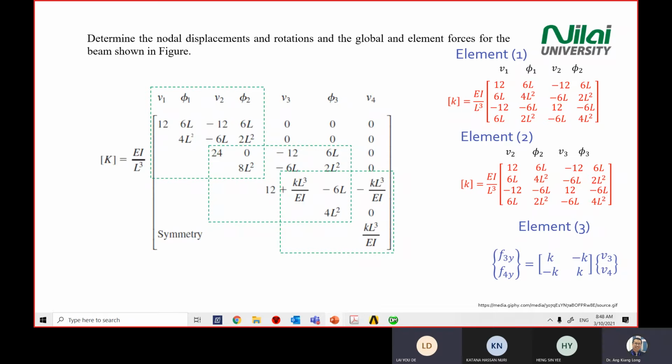Katana, you understand why suddenly your elementary K, when you transport into the global matrix here, becomes KL cubed divided by EI? You understand? Singi, you understand why, when we transport K for the element, suddenly it becomes KL cubed divided by EI? Because the element is a spring, so it doesn't have the EI over L cubed there, so we must divide it to cancel out. Yes, correct.